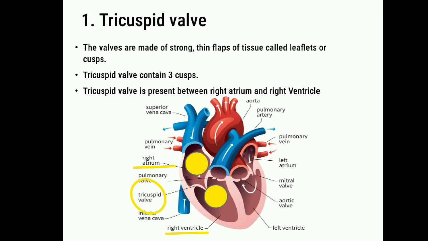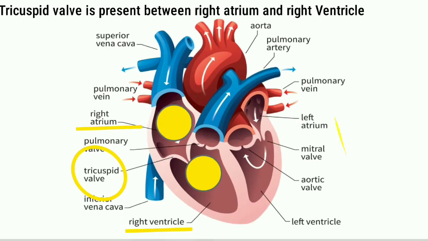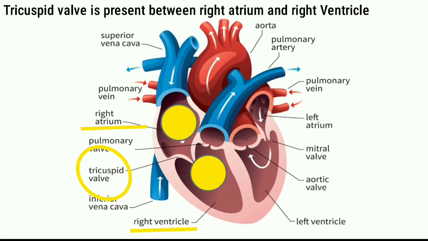Tricuspid valve is present in between the right atrium and right ventricle. Please locate the tricuspid valve in the picture and find its location in between the right atrium and the right ventricle.